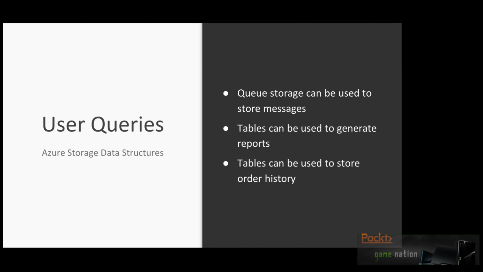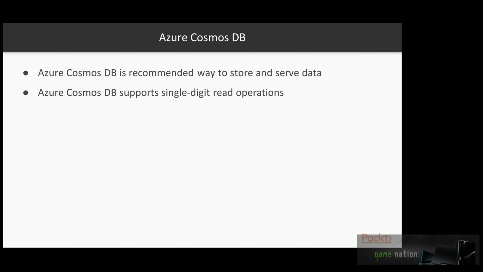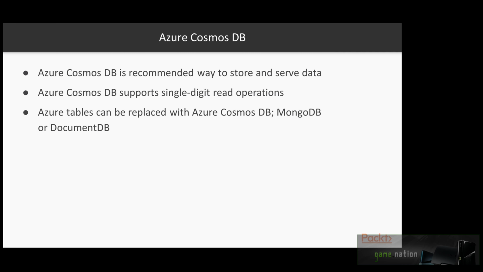And these are the services that fall under the platform as a service category, using which you can deploy your own solutions on top of. However, we recommend that you utilize the Azure Cosmos DB. Azure Cosmos DB supports single-digit read operations, which means that you will always be providing a very fast response back to your customers. The Azure Storage Tables can be replaced with Azure Cosmos DB, and Azure Cosmos DB supports the premium Azure Tables, which have some better SLAs as compared to the normal Azure Tables.